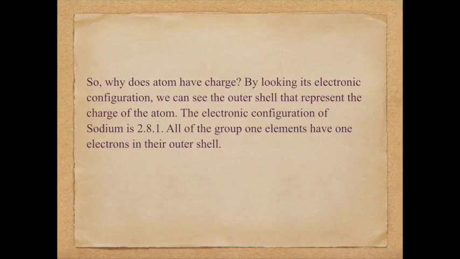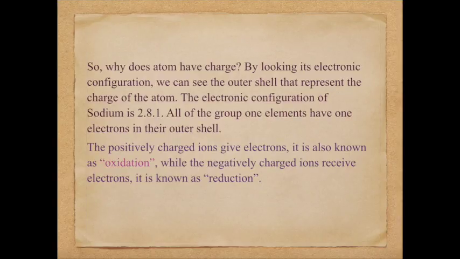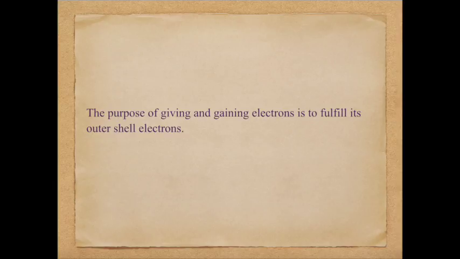So why does an atom have charge? By looking at its electronic configuration, we can see the outer shell that represents the charge of the atom. The electronic configuration of sodium is 2.8.1. All of the group 1 elements have 1 electron in their outer shell. The positively charged ion gives electrons. It is also known as oxidation, while the negatively charged ion receives electrons. It is known as reduction. The purpose of giving and gaining electrons is to fulfill the outer shell electrons.